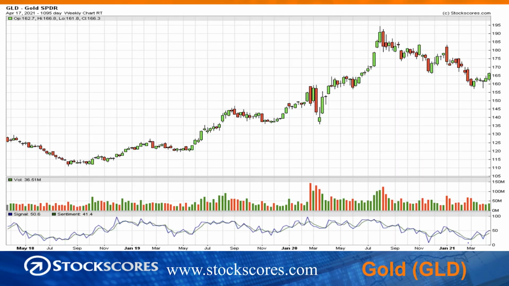Commodities, gold is trying to stabilize. It still has not broken this pullback line. So we're sort of in this downward sloping channel still, but we've had 4 or 5 weeks of strength or at least stability. So that's a good sign, but there's still work to be done there.